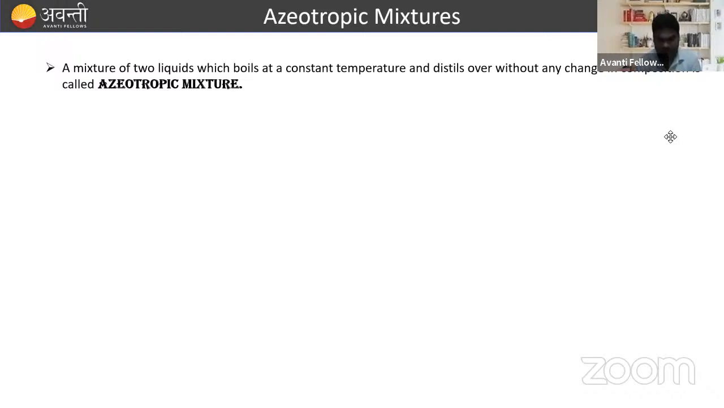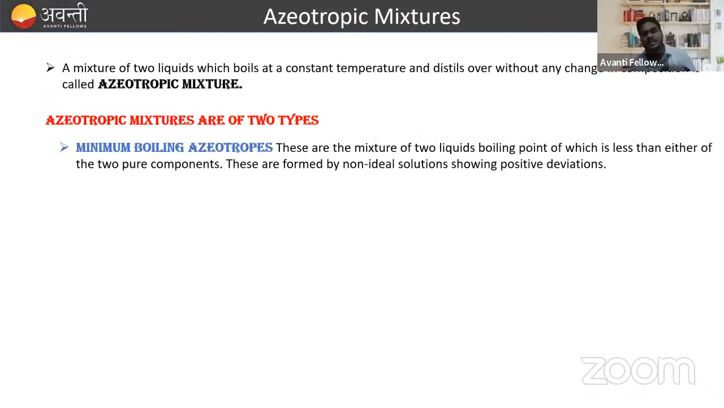I hope that is clear to you. Now, azeotropic mixtures are of two types: minimum boiling azeotropes and maximum boiling azeotropes. What do you mean by the term minimum boiling azeotropes? Their examples are very similar to those of positive deviation. If you remember the examples of solutions showing positive deviation, you can easily remember minimum boiling azeotropes. Only the non-ideal solutions which show positive deviation can form minimum boiling azeotropes. I hope this is clear to you.